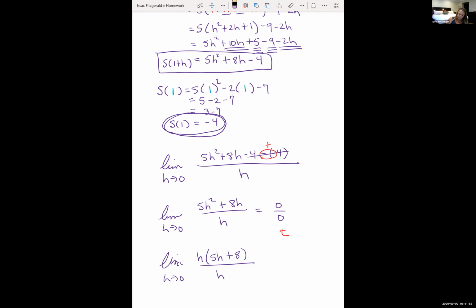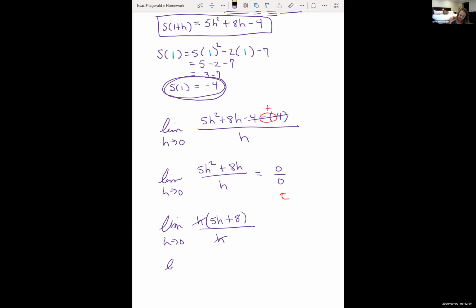Notice those h's cancel. So we're really looking at the limit as h goes to 0 of 5h plus 8, which is equal to, plugging in 0 wherever you see an h, 5 times 0 is 0 plus 8 is 8.